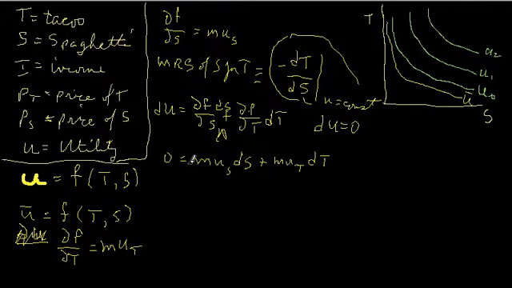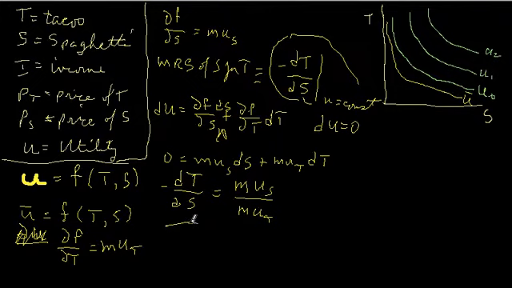And you'll see that the marginal rate of substitution, dT over dS, is equal to the marginal utility of spaghetti divided by the marginal utility of tacos. So the marginal rate of substitution, the slope of the indifference curve in absolute terms, is equal to the ratio of the marginal utilities of the goods as we've specified them here.